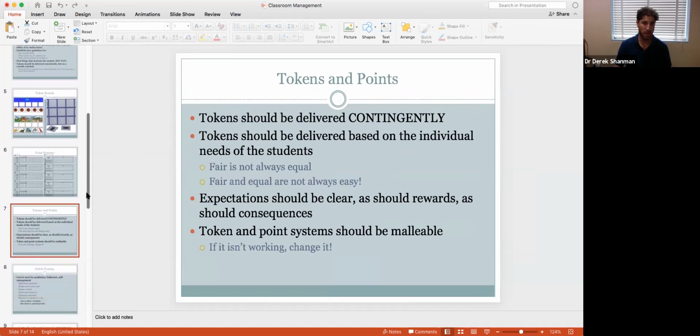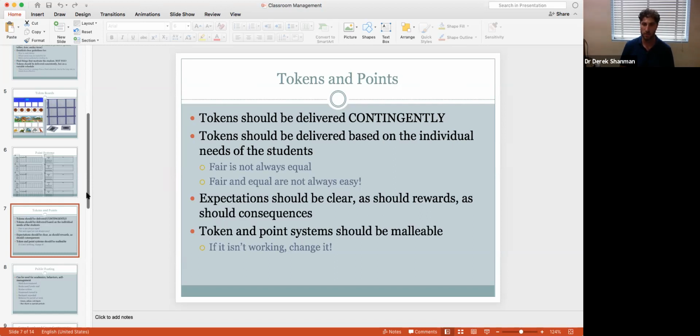All right, so a couple of rules, or an overview, on tokens and points in general. Tokens should be delivered contingently, meaning that if you don't see the behavior that you want to see, don't deliver the token. We want to make sure that the token is functioning as a reinforcer for behaviors that we want to see. Tokens should be delivered based on the individual needs of the students. Sometimes there are students who need more tokens or points. Sometimes there are students who need less, where it's not going to be meaningful to them if they're getting heaps and heaps and heaps. You will lose their motivation. Fair is not always equal. Fair and equal are not always easy. All right, we have to understand this is very, very individualized.